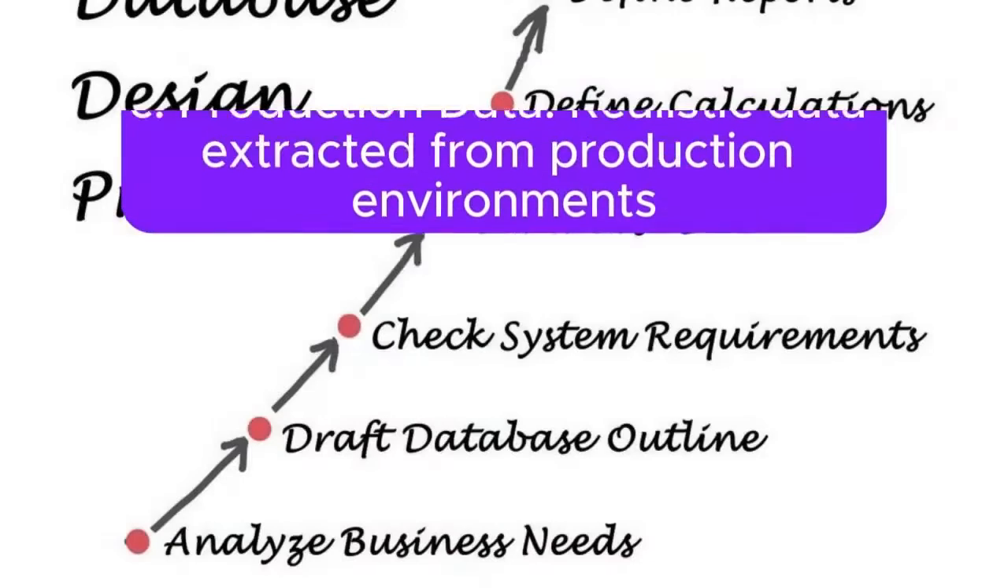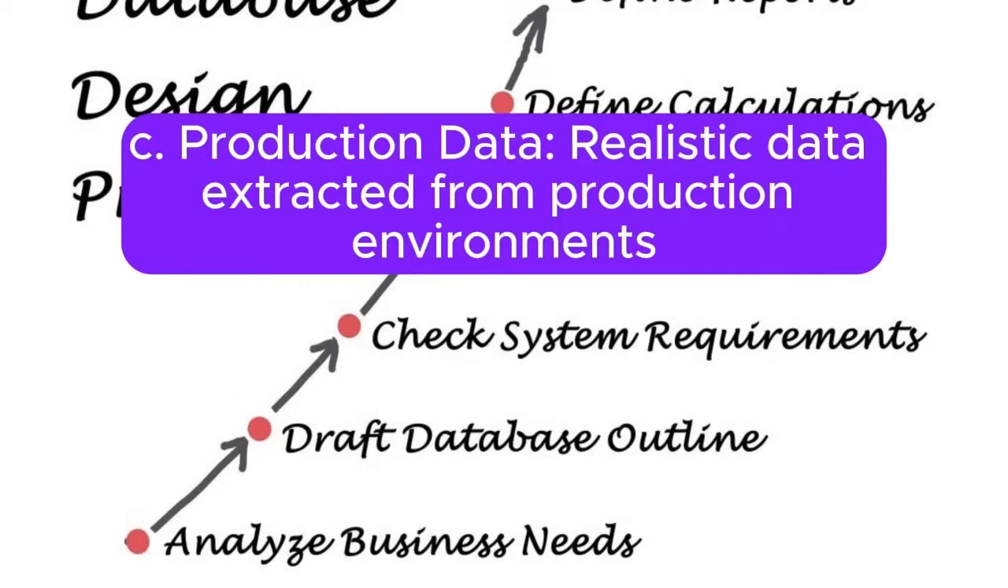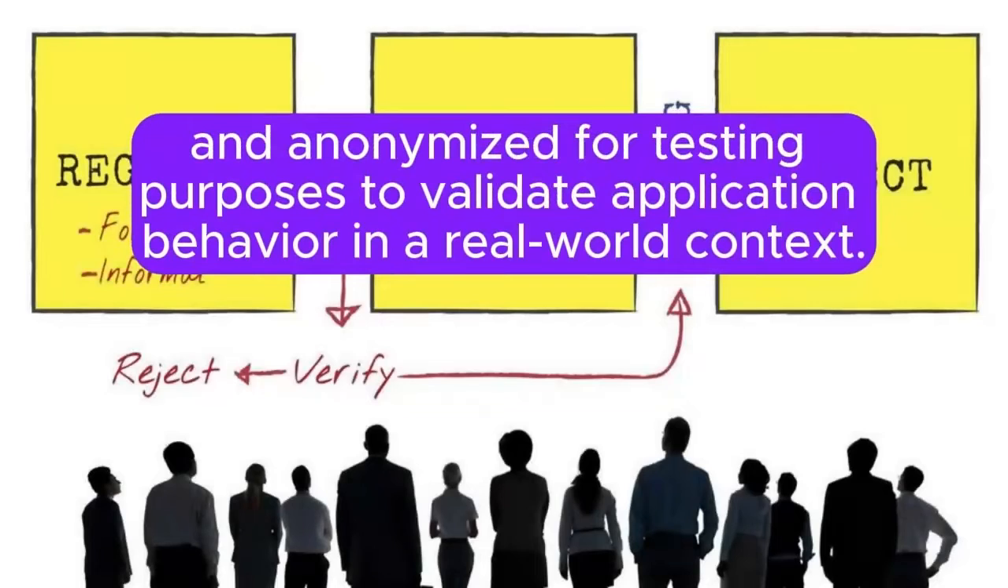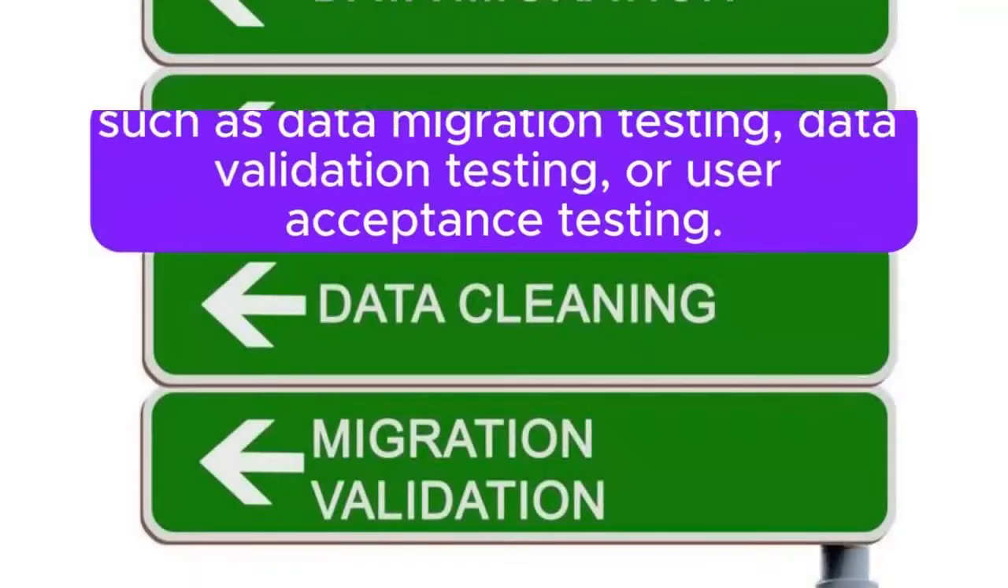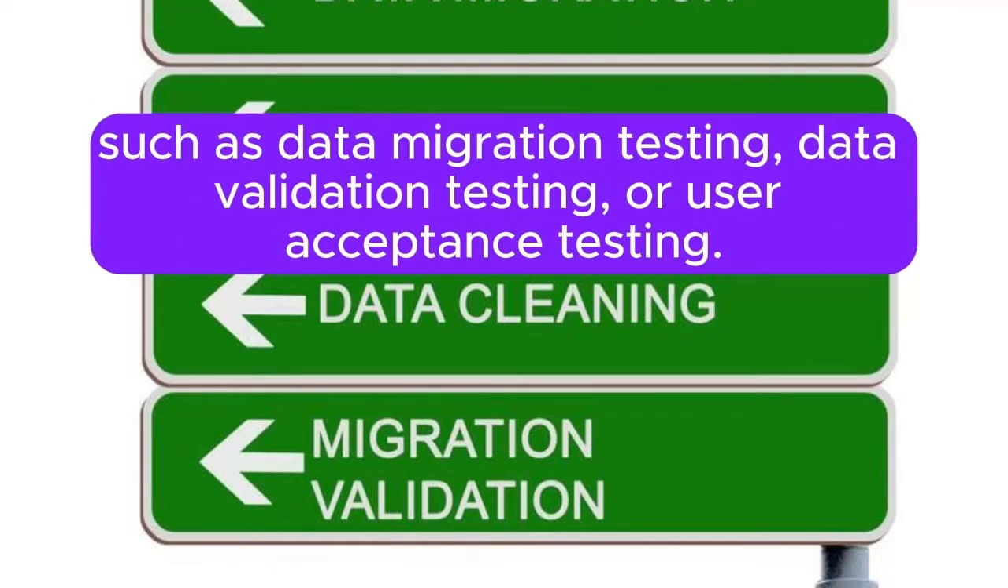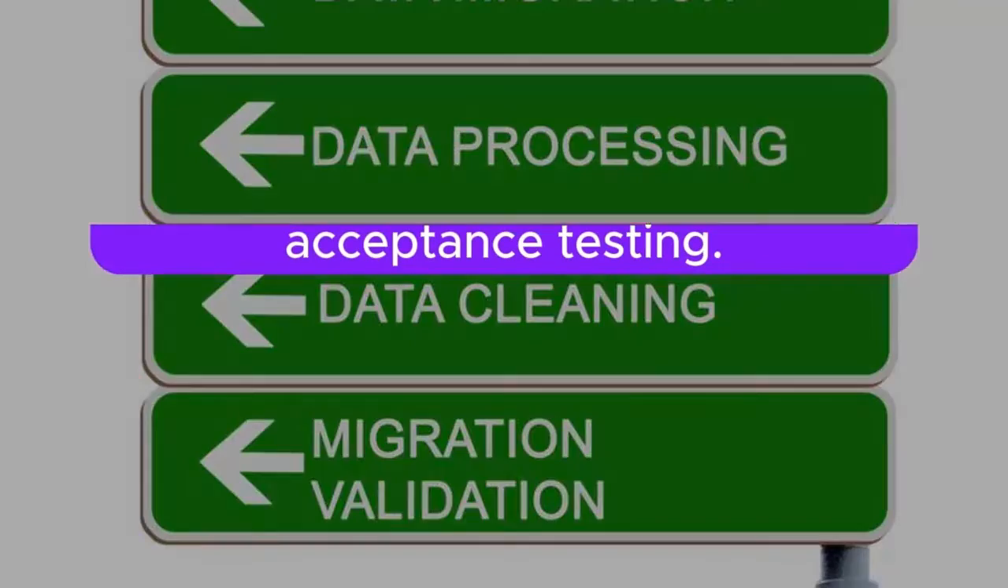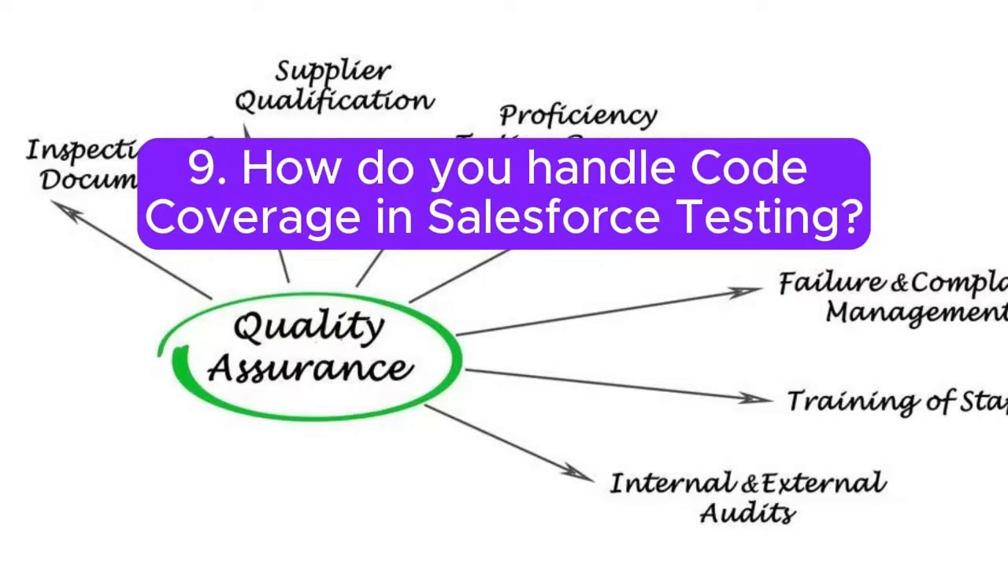C. Production data, realistic data extracted from production environments and anonymized for testing purposes to validate application behavior in a real-world context. D. Data templates, predefined datasets used for specific test scenarios, such as data migration testing, data validation testing, or user acceptance testing. 9. How do you handle code coverage in Salesforce testing?